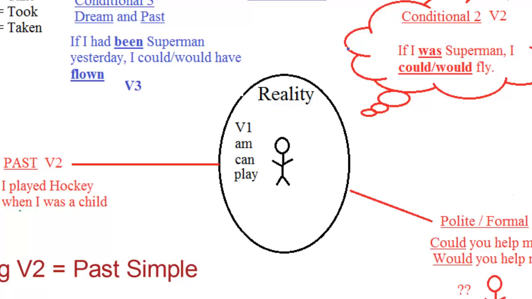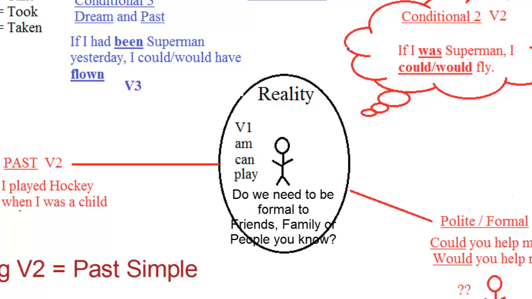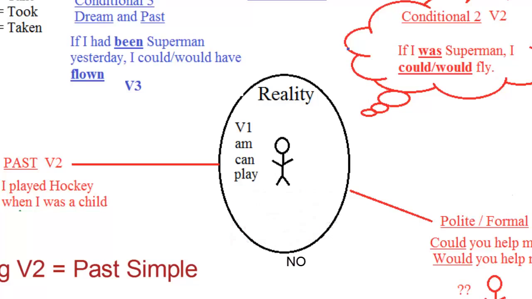And do you need to be formal to these people in your life and reality, like your friends and family? Do you need to worry about being formal to them? No. We can just say verb 1. Can you help me, Dad? Can you help me now? And you say this using verb 1 because they are in your reality.